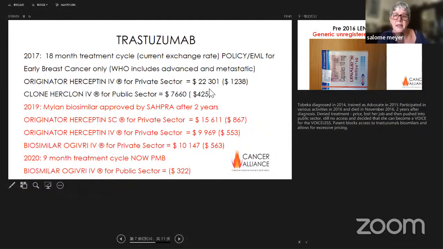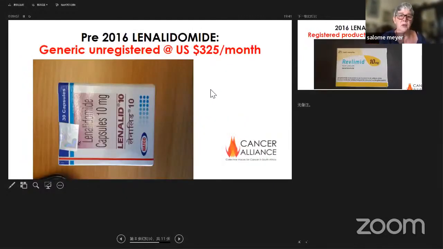The next slide, the second medicine example that I would like to use, is that of lenalidomide. Before 2016, there were already many generic versions of lenalidomide available globally on the market. And in South Africa, our patients were able to access that medicine through Section 21 authorization for the price of $325 per month.